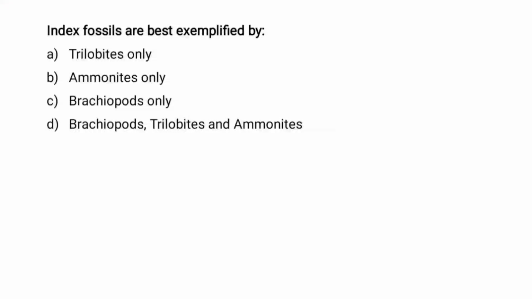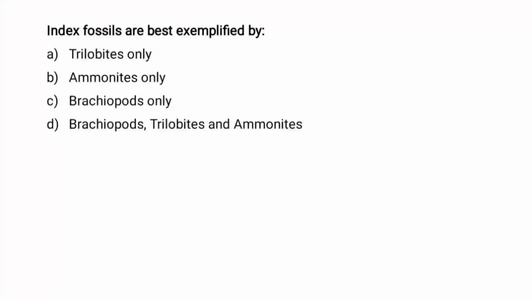Our next question is, index fossils are best exemplified by. Index fossils represent any animal or plant remains which are preserved in the rock record of Earth that is characteristic of a particular span of geological time or environment. A good index fossil has 4 characteristics. It is distinctive, widespread, abundant and limited in geological time.